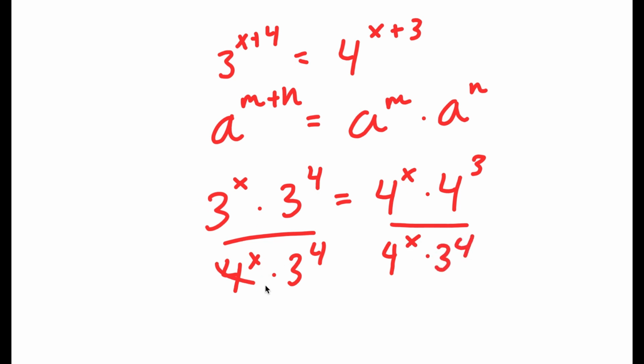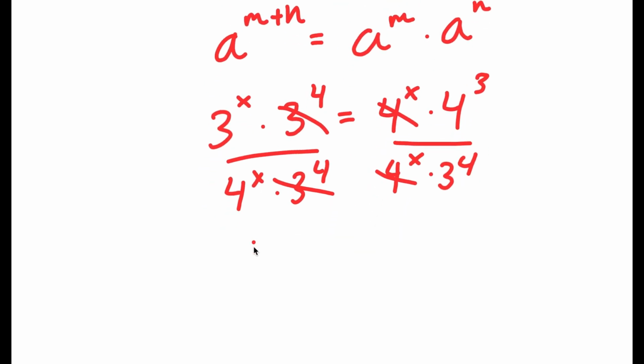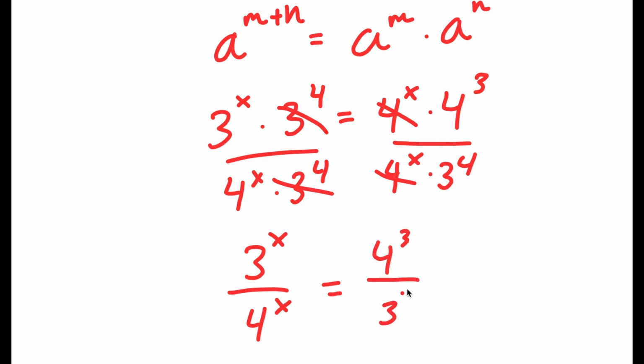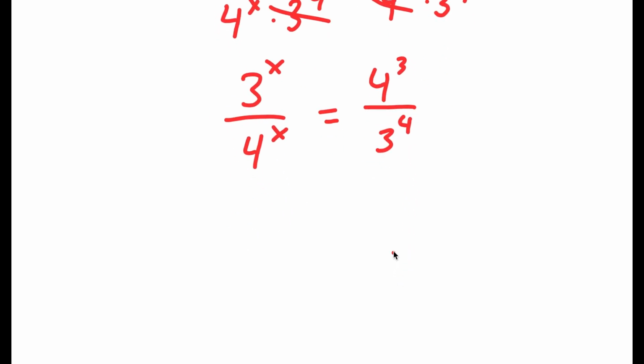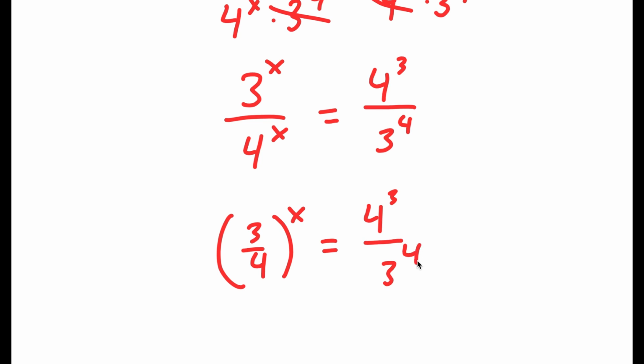So then these two cancel out and these two cancel out. So now I'm left with 3 to the power of x over 4 to the power of x is equal to 4 to the power of 3 over 3 to the power of 4. Now 3 to the power of x over 4 to the power of x, that's the same thing as 3 over 4 to the power of x. So I have this is equal to 4 to the power of 3 over 3 to the power of 4.